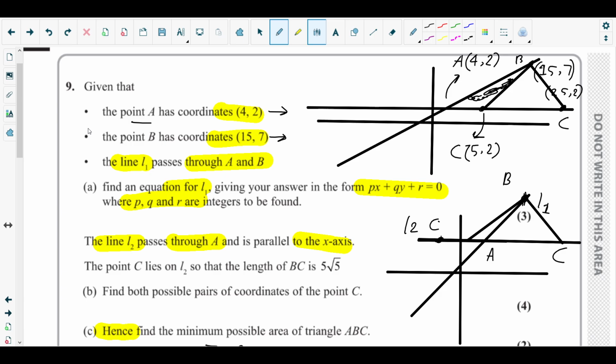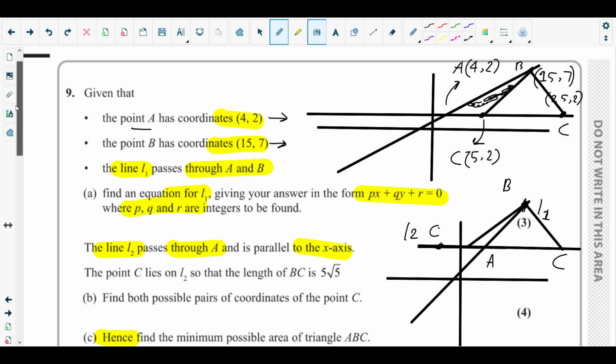Remember, half times base times height is not just for a right angle triangle. It can be used with any triangle if you know the base and the height of the vertex. So here the vertex is the highest point, B. Its height from the x-axis is 7, the y coordinate, and the base is at 2. So from the base, the height is 7 minus 2, that is 5, right?